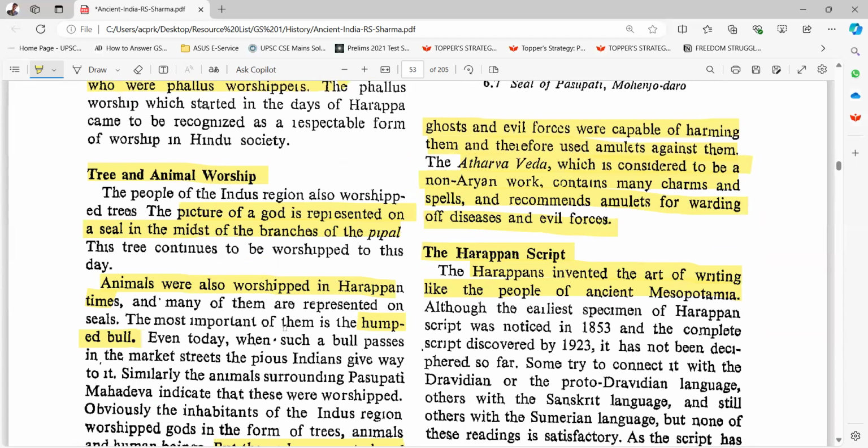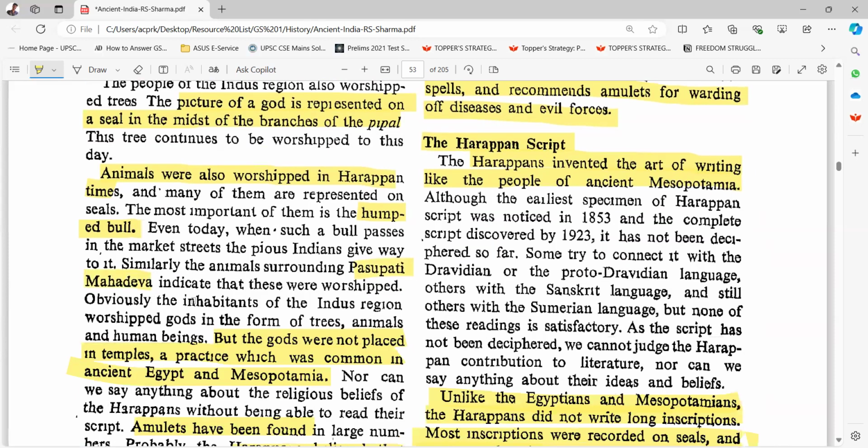The most important of them is the humped bull. Even today, when such a bull passes in the market streets, the pious Indians give way to it. Similarly, the animals surrounding Pashupati Mahadeva indicate that these were worshipped. Obviously, the inhabitants of the Indus region worshipped gods in the form of trees, animals, and human beings. But the gods were not placed in temples, a practice which was common in ancient Egypt and Mesopotamia.